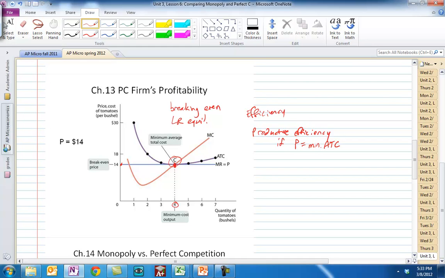We also say this because it's the quantity that minimizes the per unit cost. At any other quantity, if they produced 6 units, then they'd be spending more to produce each unit. They wouldn't be as productively efficient.